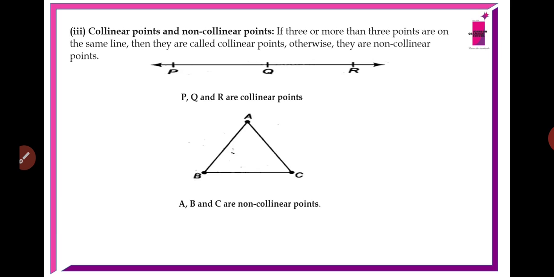Here in this example, you can see P, Q and R are collinear points because they lie on a straight line. And A, B, C are non-collinear points which form a closed figure because they are non-collinear. And with 3 points, the closed figure is called a triangle.